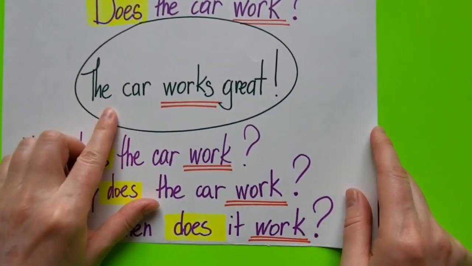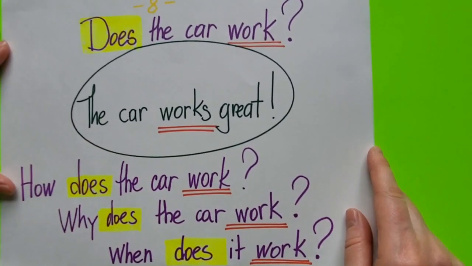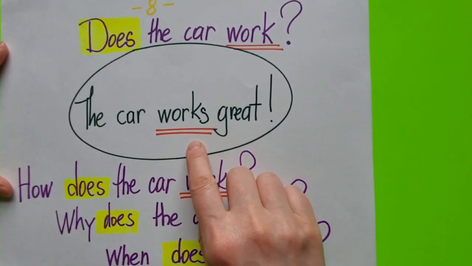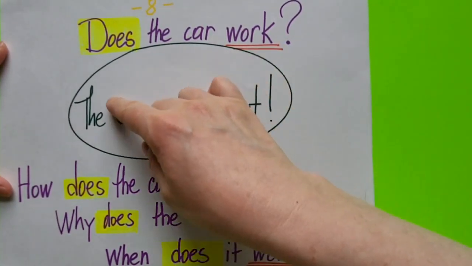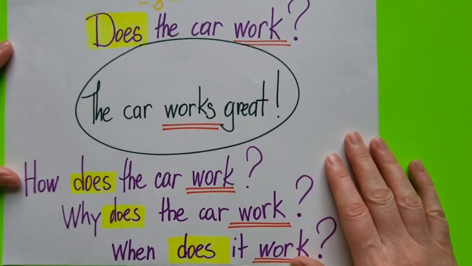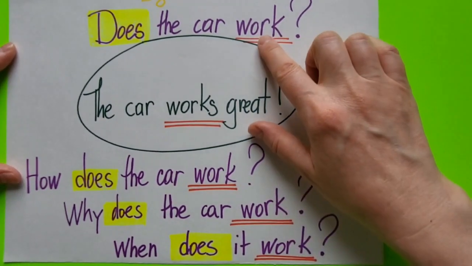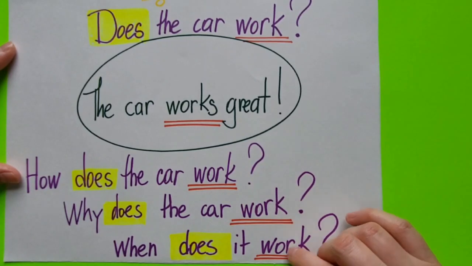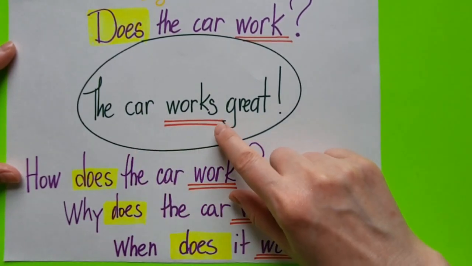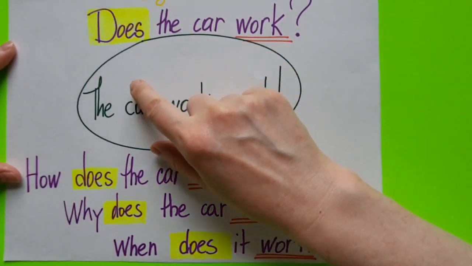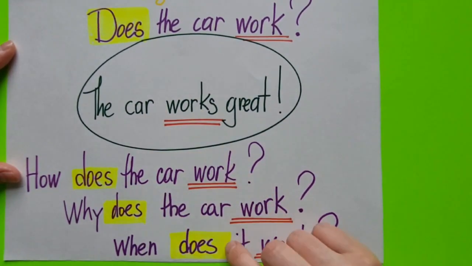Here we go. The car works great. Okay, so the main verb is works. That's a third person singular, and all of the questions are going to need does with the main verb work. And you see in an affirmative, we have an S right here. In questions, the S goes here.